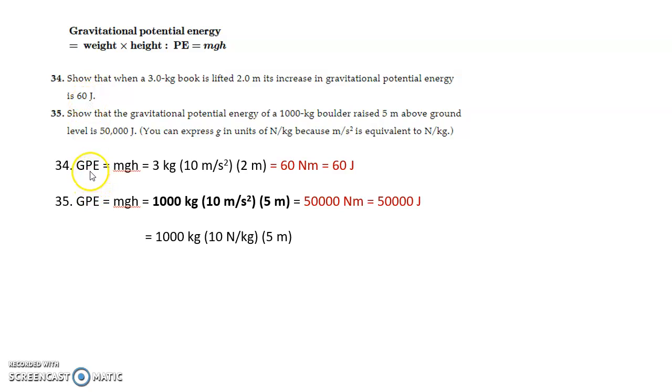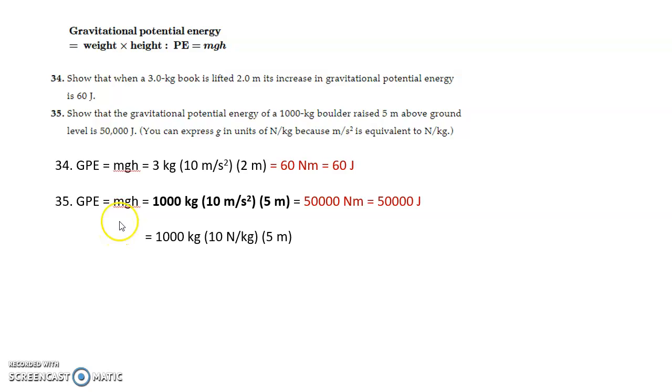So let's see here the calculation: GPE equals mgh, mass of 3 kilograms, gravitational acceleration, which is 9.8 meters per second squared, is rounded to 10. So multiply it again by height of 2 meters, and we have 60 newton meters. A newton meter is the same as joules, so the gravitational potential energy is 60 joules.